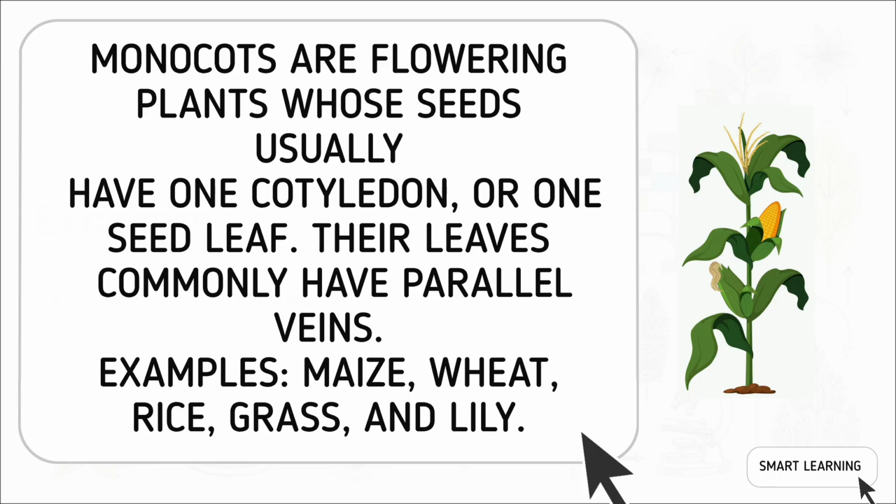Another amazing trick to spot them is by looking at their leaves. Their leaves commonly have parallel veins running straight up and down. Familiar examples include a maize seed, a blade of grass, wheat, rice, and beautiful lilies.